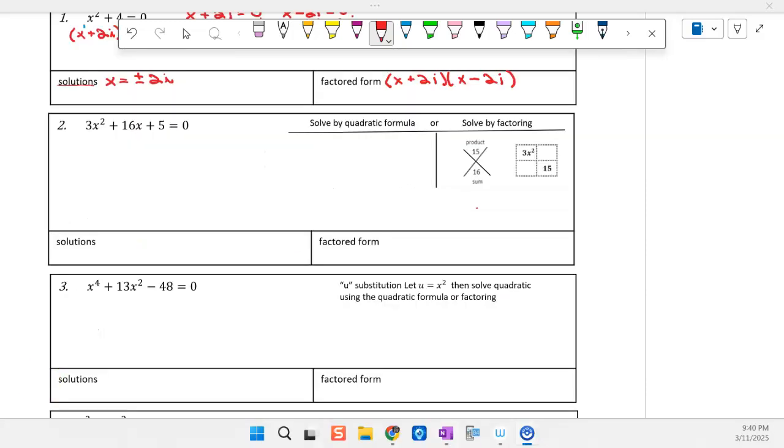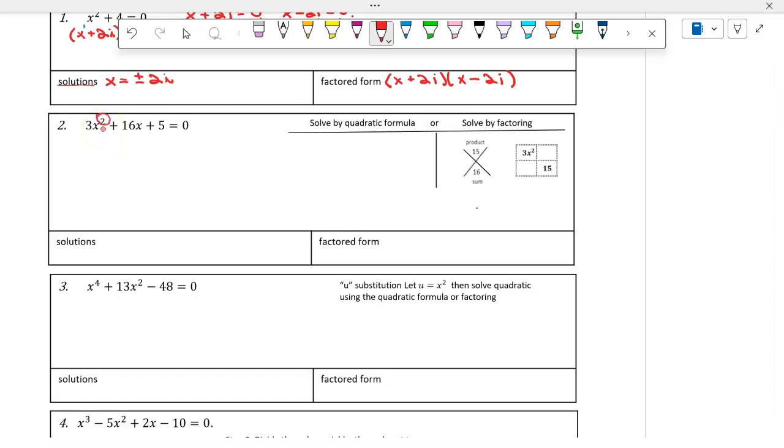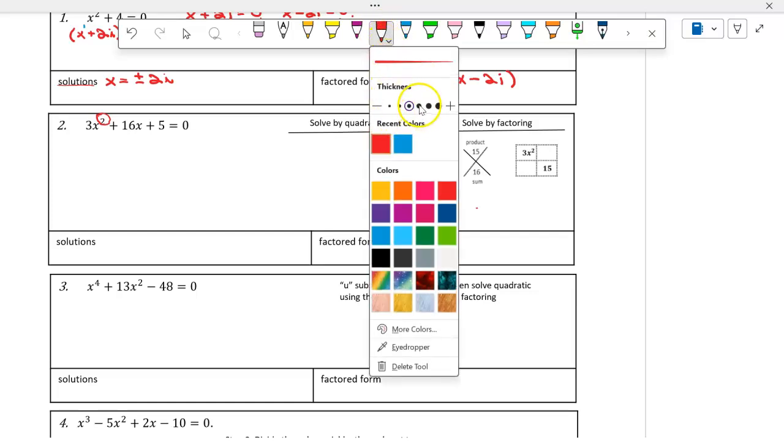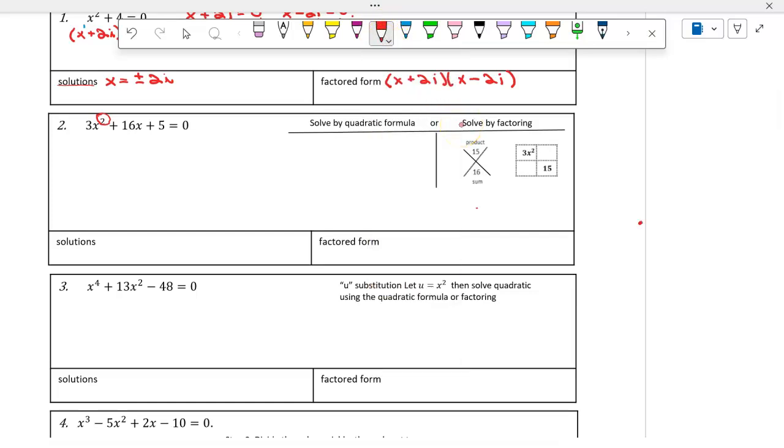All right, to solve this next one, this is a quadratic because the largest exponent is a 2. Okay, so that's telling us that we can use the quadratic formula, or if it can be factored, we can solve it by factoring. Okay, so I'll demonstrate both.